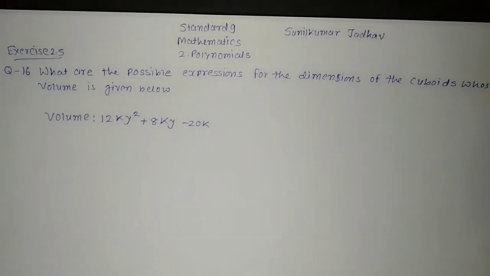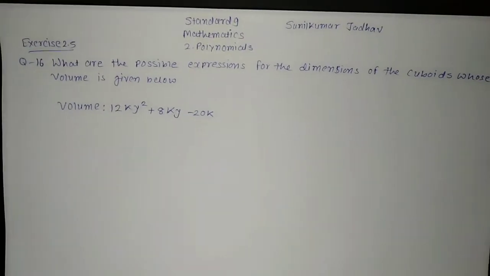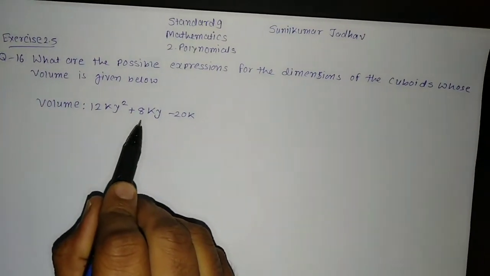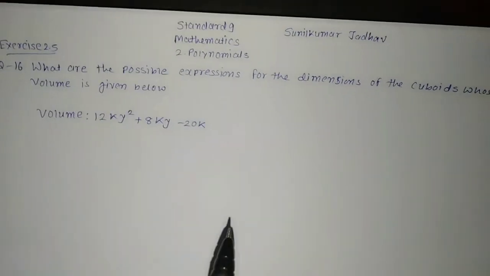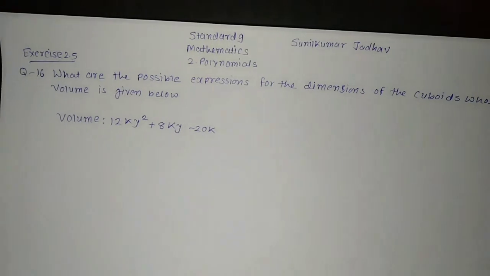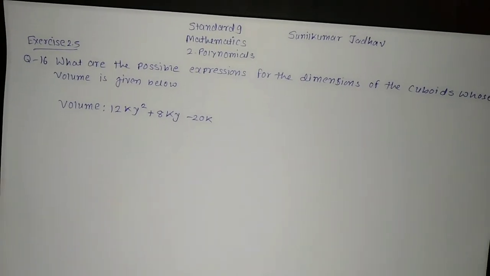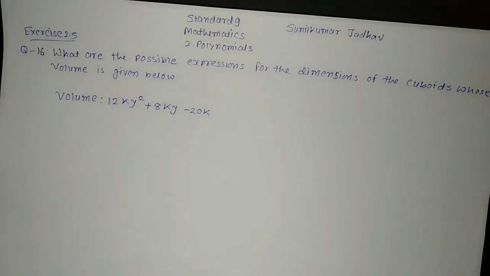What are the possible expressions for the dimension of the cuboid whose volume is given below? That is, volume is given as 12ky² + 8ky − 20k. As this is given and we want to find the dimension of the cuboid, it means we need to find the length, breadth and height of this particular cuboid whose volume is given.